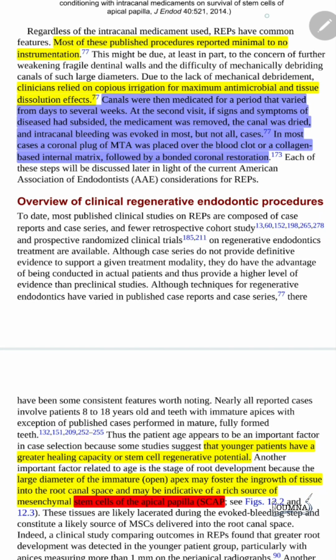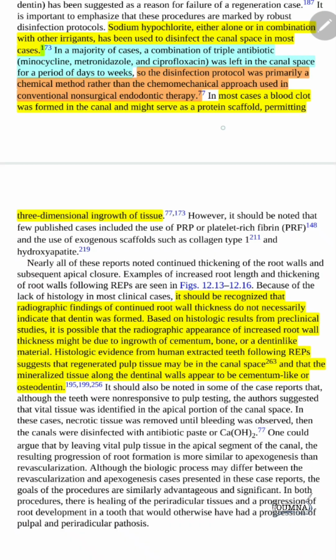In most cases, a coronal MTA plug is placed over the blood clot, or we can use a collagen-based internal matrix under the MTA, which is optional, followed by a bonded coronal restoration. So the disinfection protocol is mainly chemical rather than mechanical. In some cases we can use the K file in brush motions on the surface of the root canal.